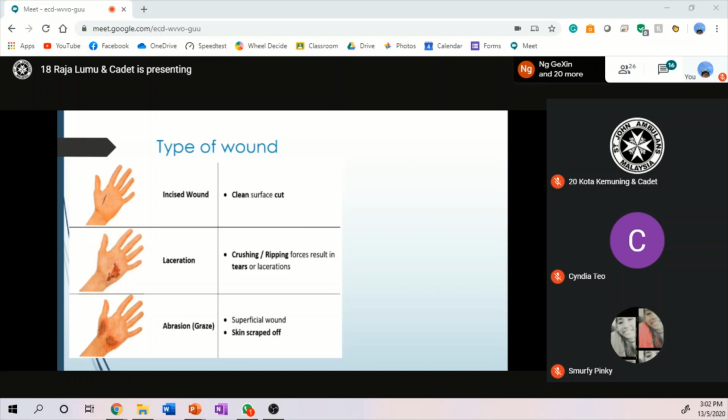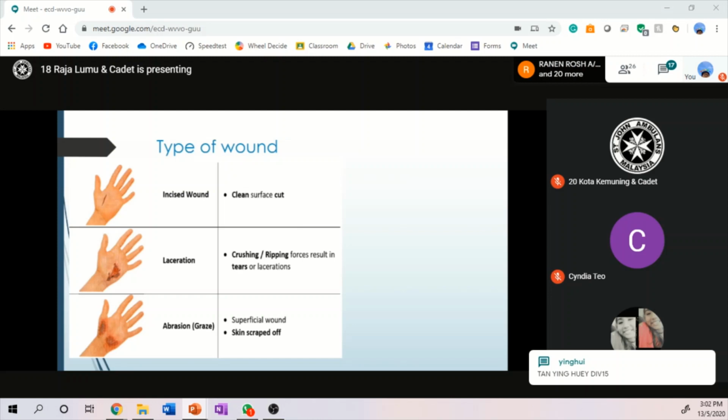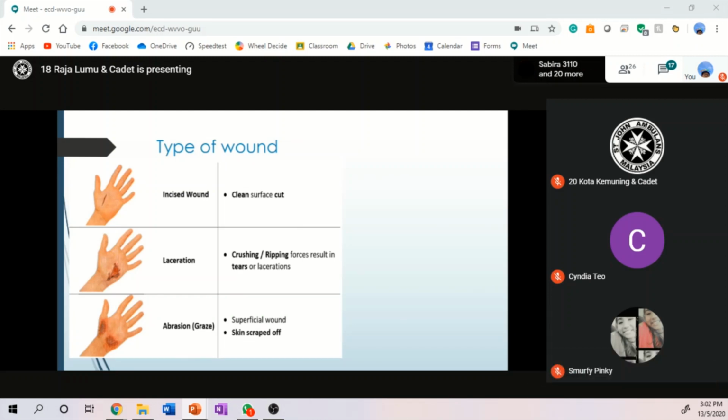Okay. So what is a wound? A wound is a type of injury which happens relatively quickly, in which the skin is torn, cut, or punctured. So there are seven types of wound. I will explain them one by one.